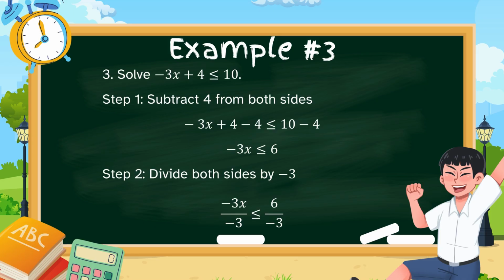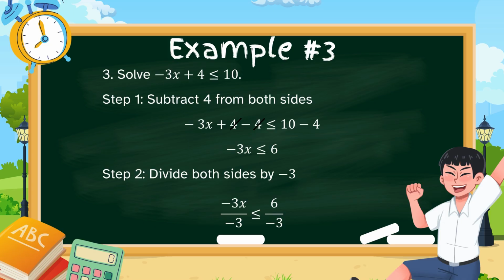The 4's cancel on the left. On the right, 10 minus 4 is 6. This simplifies the inequality to -3x ≤ 6. Now for the final move. We need to divide to get x alone. Step 2. Divide both sides by -3.